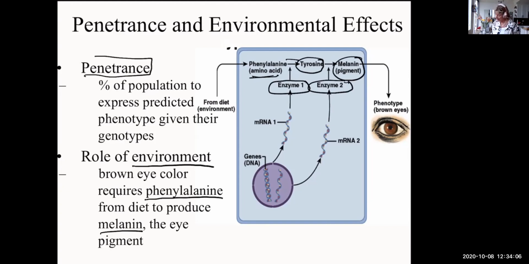Penetrance is really the percent of the population to express a predicted phenotype given their genotypes. So not everyone does. It's not a simple, straightforward thing necessarily. Sometimes it is, but sometimes there are other genes that can affect genes on different chromosomes. So penetrance is the percentage of the population to express a predicted phenotype.